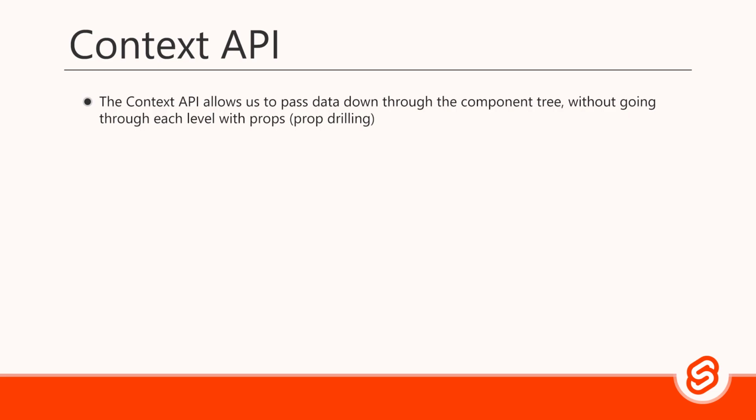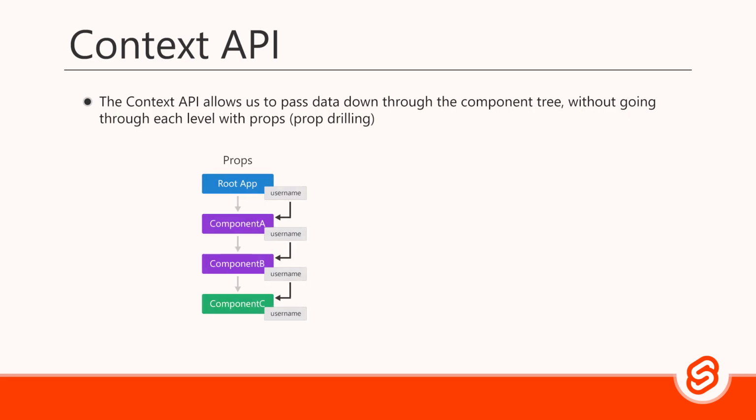The Context API provides us with a way to pass data down through the component tree without going through each level with props. As an example, let's consider the following application structure. Our component tree consists of four components, each nested inside its parent, up to the root app component. Imagine that the root app component contains a username that we want to use in component C. Typically, the username would have to be passed down through components A and B to be available in component C.